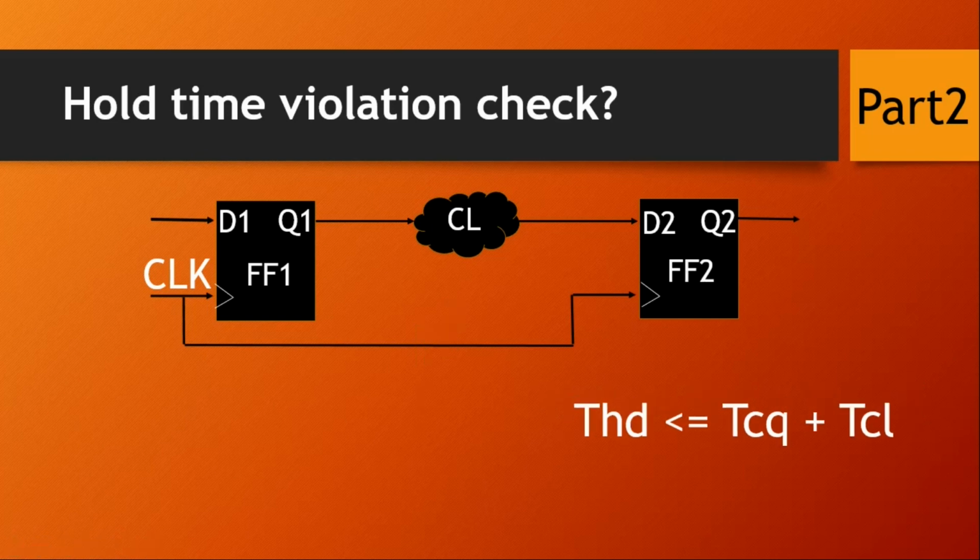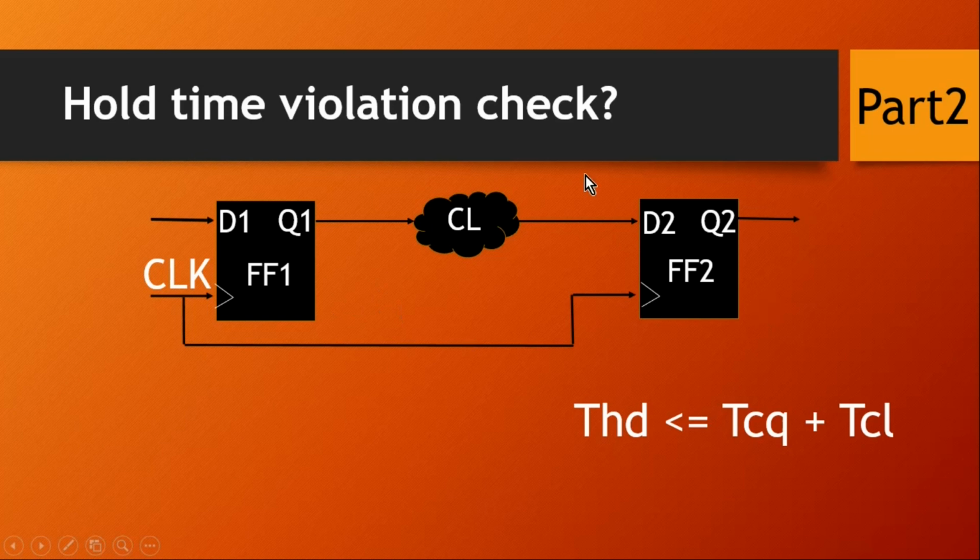Friends, for easy explanation, I have omitted skew for the time being, but whatever analysis we do here will be applicable in case there is a skew available. Now the hold time equation is: THD, that is the hold time requirement of the second flip-flop, must be less than or equal to TCQ plus TCL, that is the delay from this D flip-flop to the input of the second flip-flop.